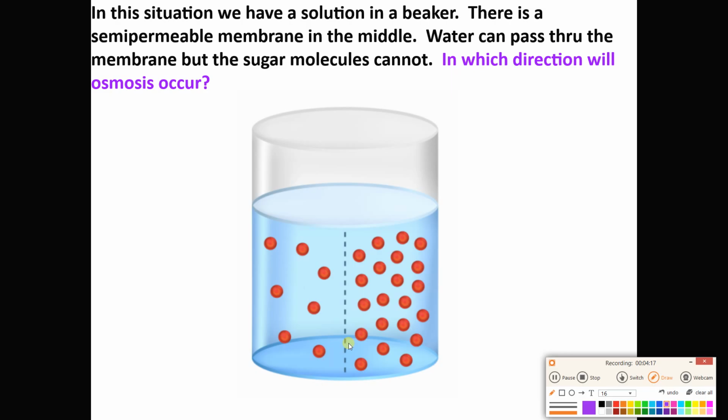Notice that on this right side, I have more of these red sugar molecules. If there are more sugar molecules on the right, then there's less water over here. So this right side has less water. The correct answer here is water is going to diffuse this way. Osmosis is going to happen from left to right because this is where I have more particles. Water goes to where there are more particles. All right, good deal.